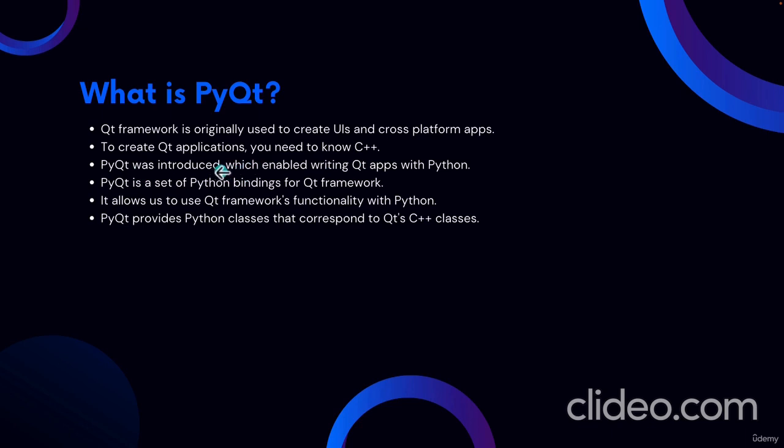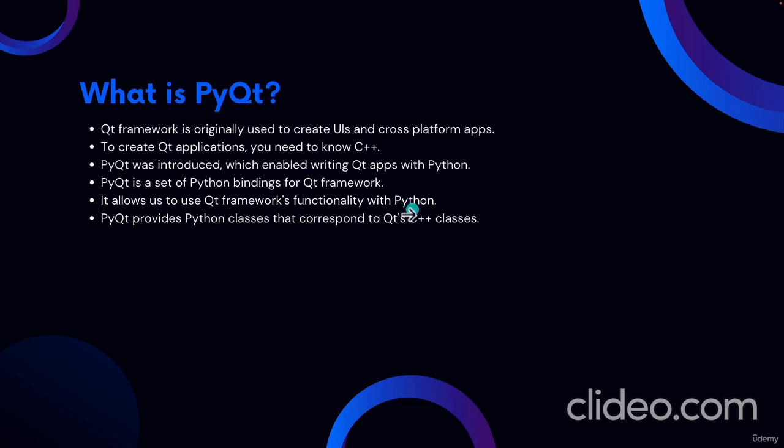And what PyQt allows us to do is that it allows us to enable writing Qt applications with Python. So in PyQt, technically what we do is we use Python to write a Qt application, and you do not have to deal with C++ at all. And this is possible because PyQt is a set of Python bindings for the Qt framework. That means PyQt actually provides us with a set of classes which we could use, which directly allows us to use the functionalities of the Qt framework, and we do not have to deal with C++ at any point of time. So PyQt allows us to use the Qt framework's functionality with Python.